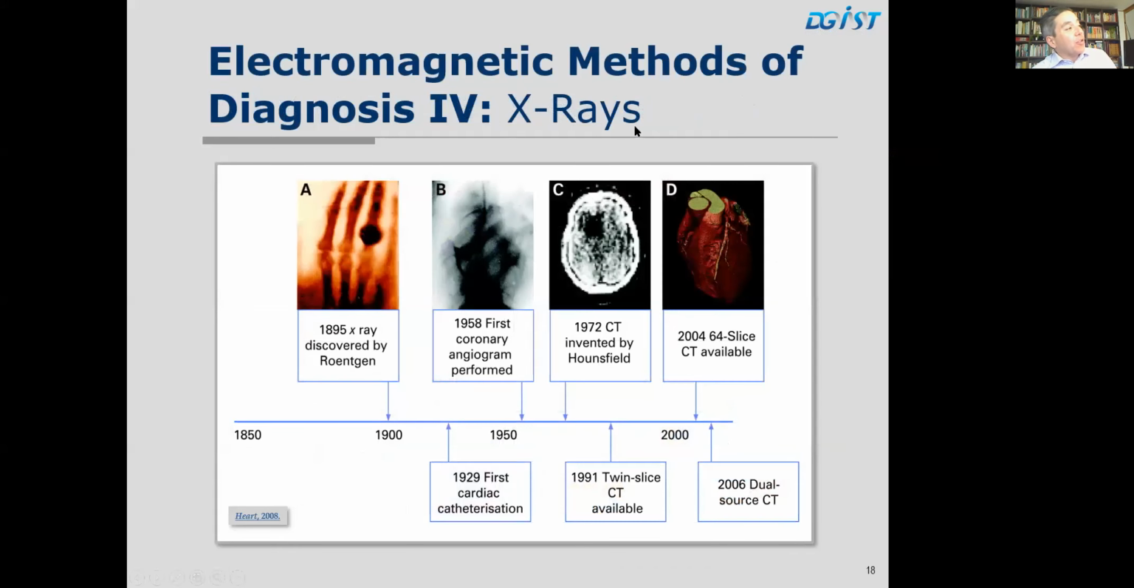So as I mentioned, X-rays are very important in electromagnetic-based diagnosis. X-rays were first discovered in 1895. We also did cardiac catheterization, which is able to look at the heart with X-rays, with a coronary angiogram. CT was invented in 1972, and multi-slice CTs. We'll have a later lecture that will explore X-rays and X-ray imaging and CT scans in more detail.